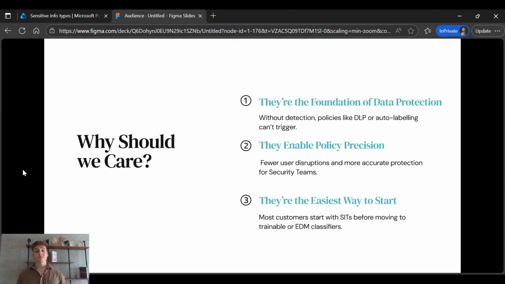And finally, why should we care? Well, again, not to repeat what I just said, but they are the foundation of data protection, okay? Classifiers in general, but when we're looking at this example for SITs, without detection, without building it into our policies, they can't trigger, okay? And it's really important to note that. And you have to understand when you are looking at DLP and auto labeling, we have to understand what information we're looking to protect, right? And also with SITs, the more advanced you get, or if you know what you're doing and you start building, you start having more fun with them.